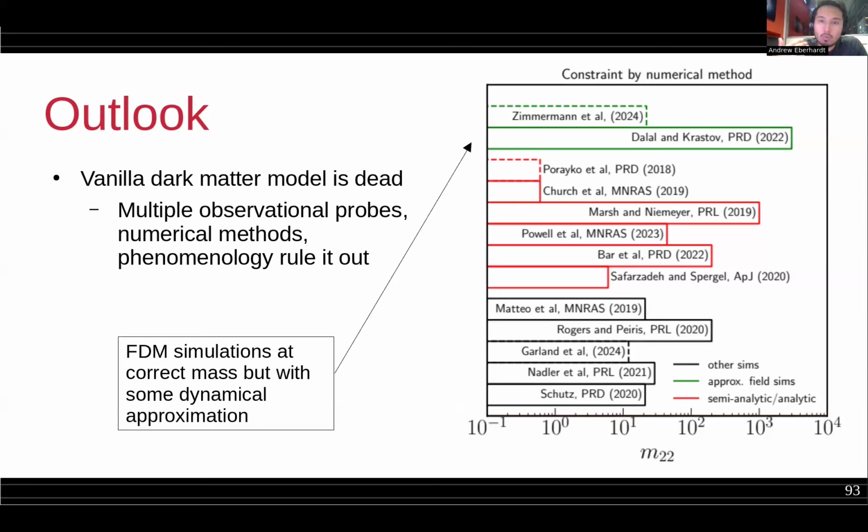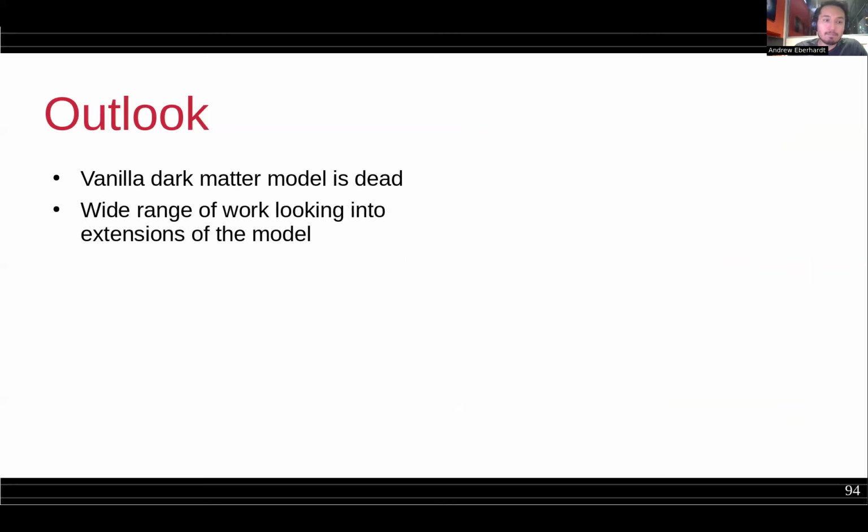And so what we have is the vanilla model ruled out by many different observations, probing a wide range of physics, studied using a wide range of different analysis tools and numerical methods. So the statement that the vanilla model is dead, I think at this point we can make quite confidently. But this has motivated a wide range of work looking into extensions of the model.